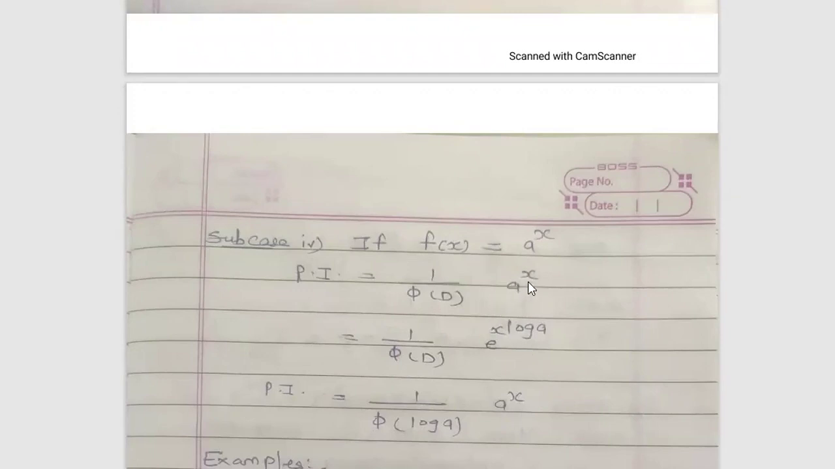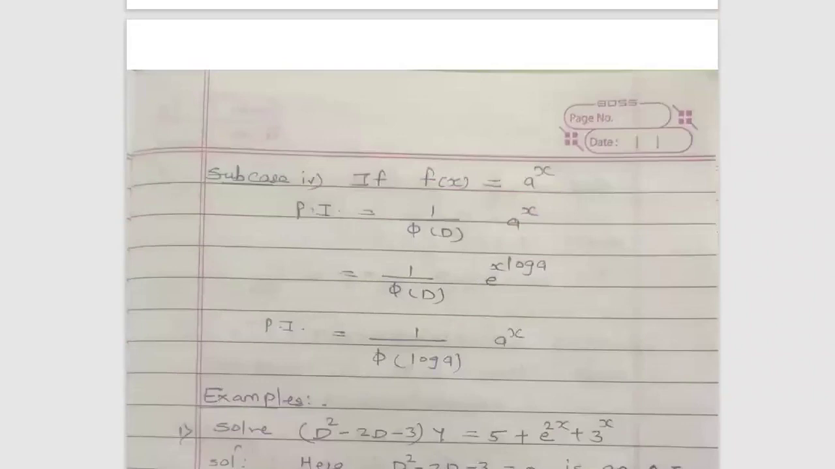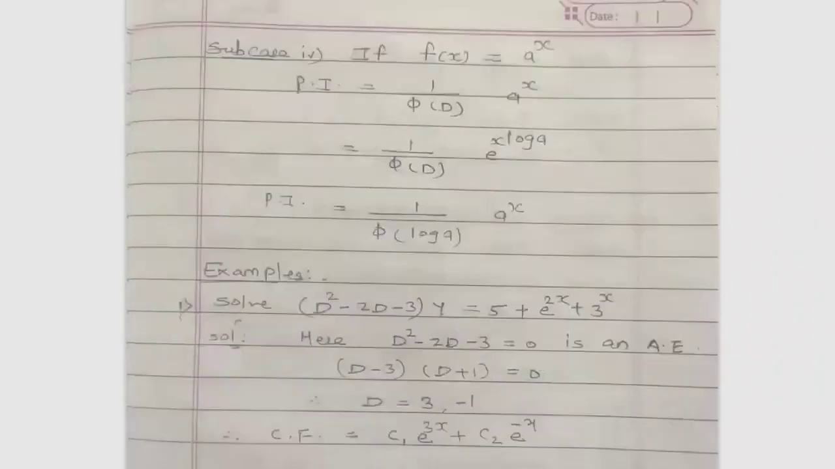Here we can write a raised to x as e raised to x into log of a. Because if we write this x as a power of this a, the term will be e to the power log of a raised to x. Then e and log function cancel each other, and so you will get your original function a raised to x. So we can write a raised to x as e raised to x into log of a. So this is the case 1 or type 1 results.